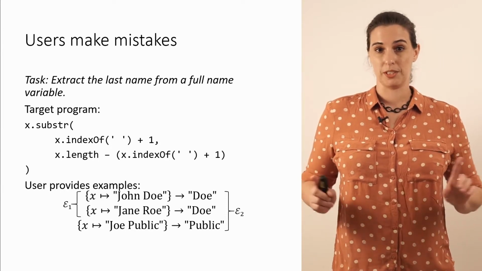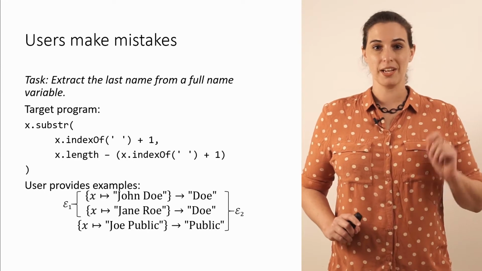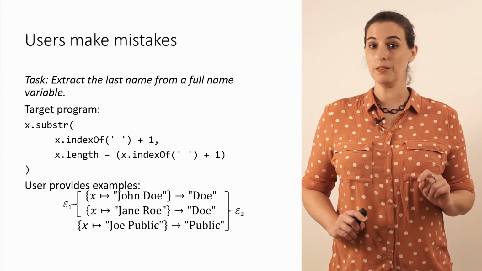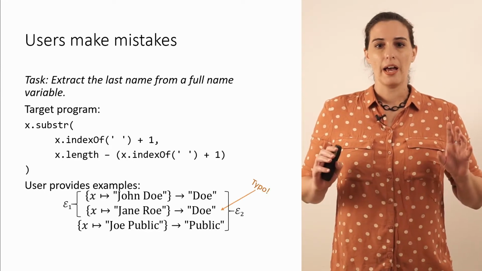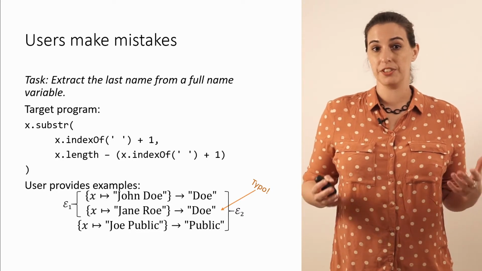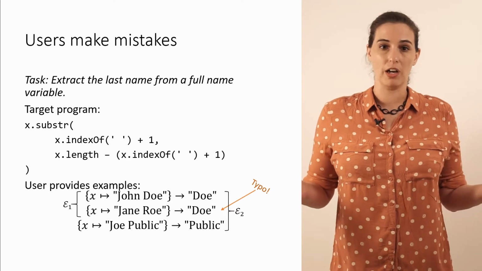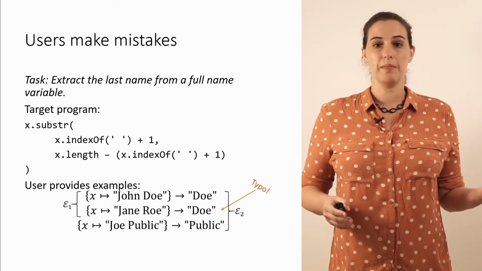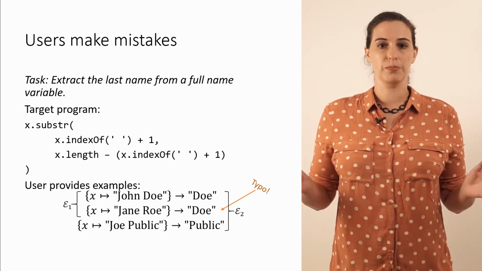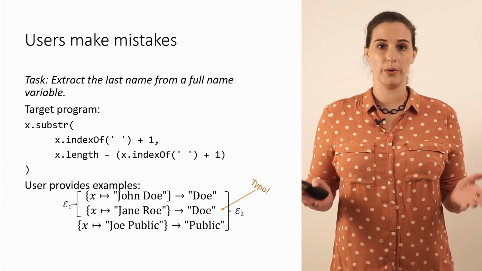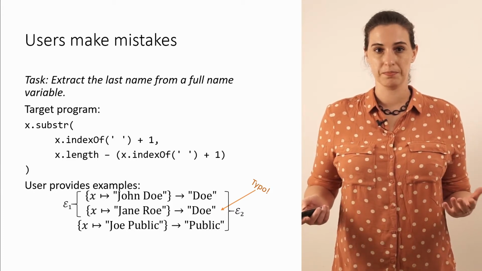But wait, some of you may be thinking, there's a typo in one of the examples. Well, good catch. And what would actually happen with this in a regular synthesis scenario is that the synthesizer would think about it a lot and would either time out or come up with a convoluted program that somehow takes the typo into account in what it solves.